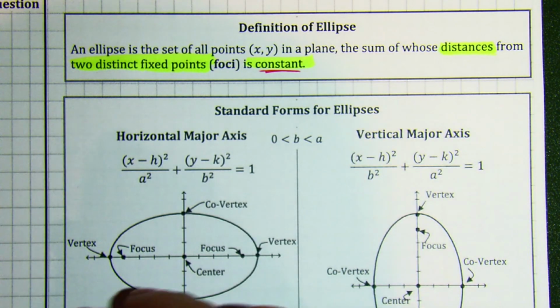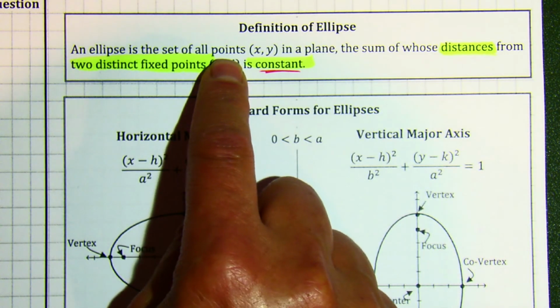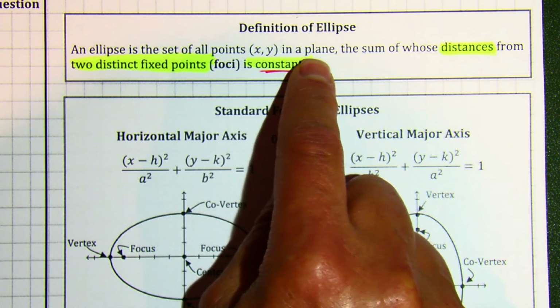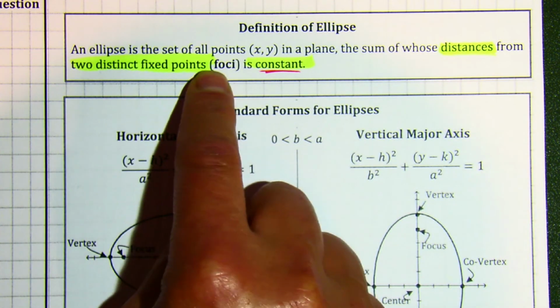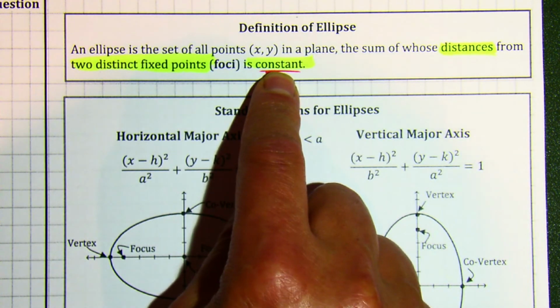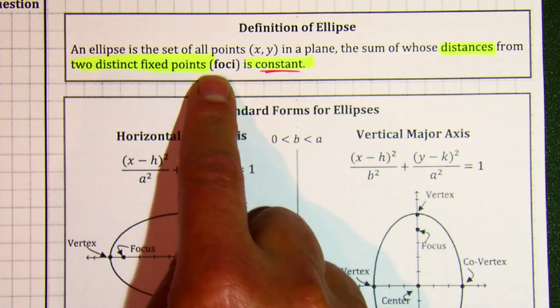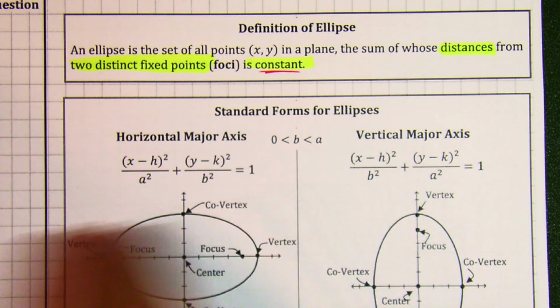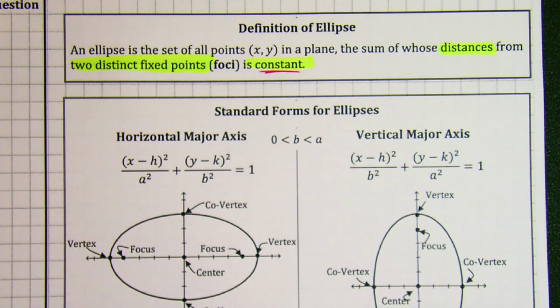So, the definition of an ellipse. An ellipse is the set of all points (x, y) in a plane, the sum of whose distances from two distinct fixed points is constant. Those two points are called the foci, for plural, or one focus and then another focus. So be sure, before we get to the cutout, to know the definition.